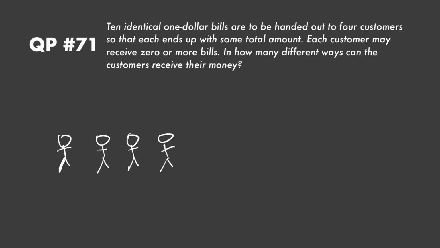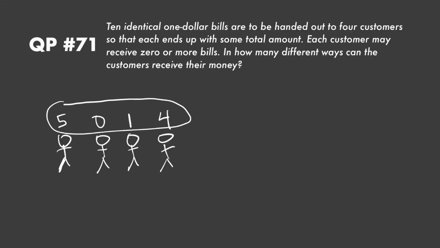Well, imagine I had 4 customers, then I could distribute the money like so. Imagine I gave the first one $5, and then I could give this one $0 maybe, this one $1, and then this one $4, right? So we're trying to count the number of ways that we can distribute money like this such that these 4 numbers add up to 10 because that's how many $1 bills we have.